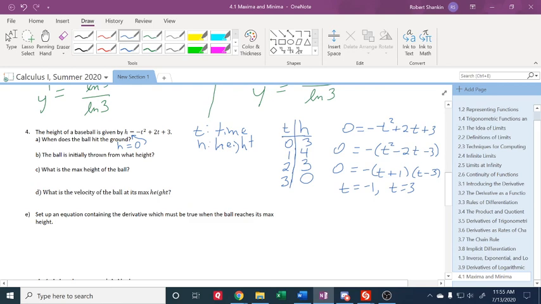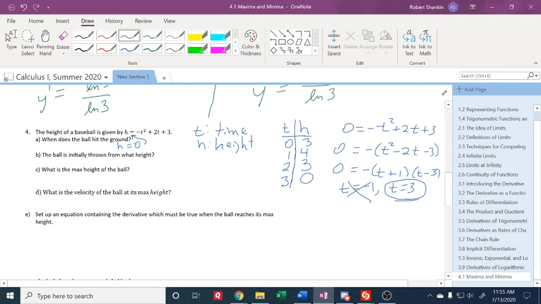Now negative 1 is before we started, so that doesn't make sense. We throw that solution out. And so we'd say, this happens when t is equal to 3. But that's the same thing my little table is showing me. So I'd get some intuition of what's going on. I could also solve this equation.